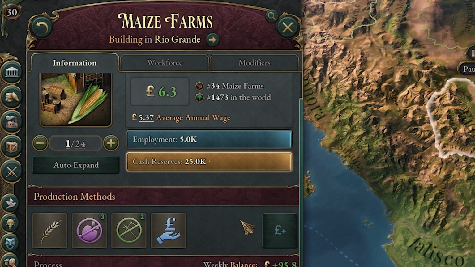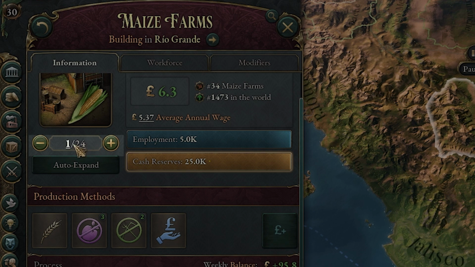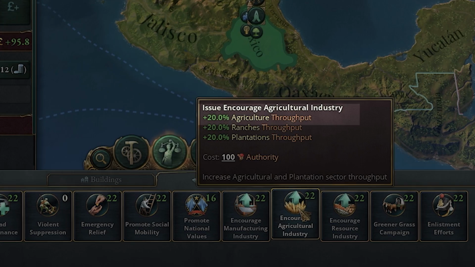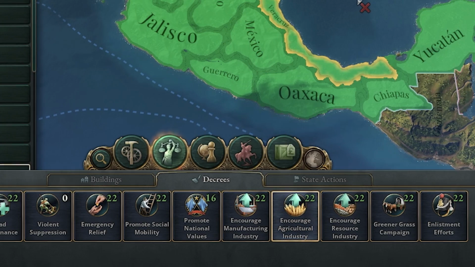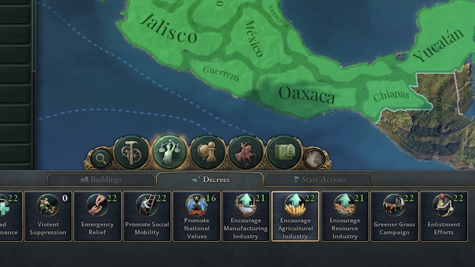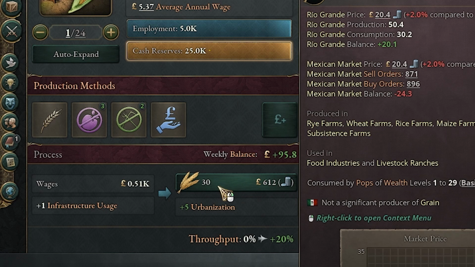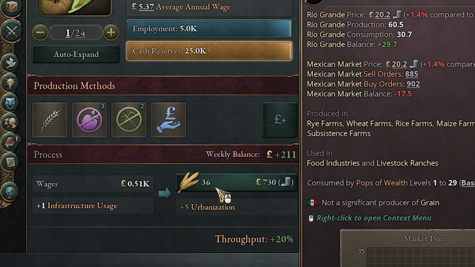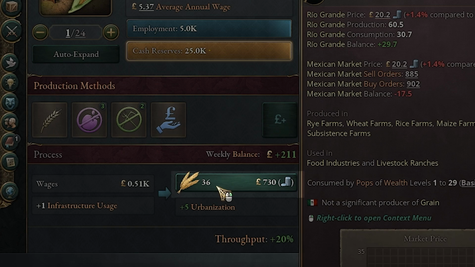Decrees are another way to increase the sell orders or supply of a good. So for example, these maize farms here, we only have level 1, but if this was more levels, this would be even more powerful. We could hover over the encourage agricultural industry. Let's check Rio Grande. We're going to have it activated here. Let's take a look. We're making 30 grain right now. We'll let time pass by. And once this throughput kicks in, you're going to see a big difference. And you'll see now after some time passed, we increased from 30 grain to 36.